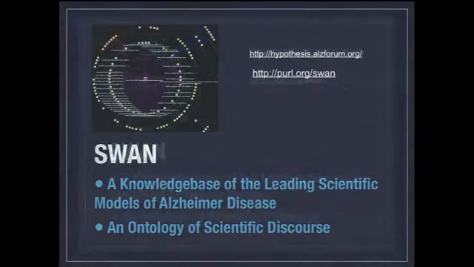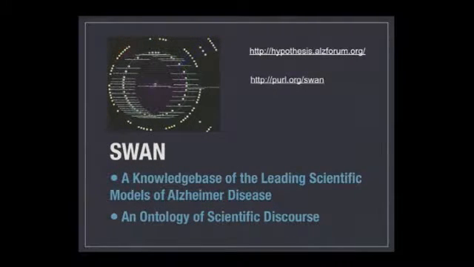SWAN was a project we started a number of years ago to build a knowledge base of the leading scientific models of Alzheimer's disease, and that knowledge base had as its schema an ontology of scientific discourse. And the SWAN ontology actually turned out to be of a lot of interest, and several groups have done integration projects with us, and it's still being used.